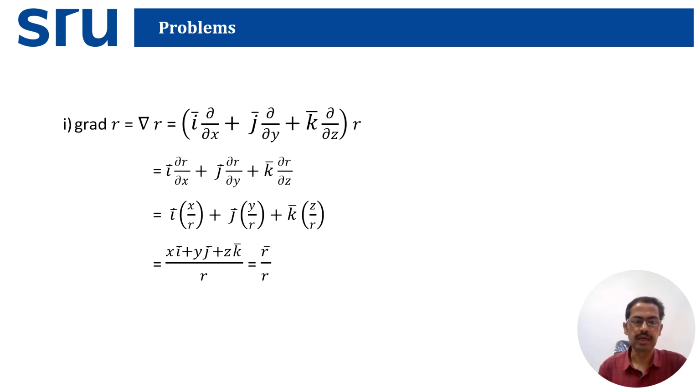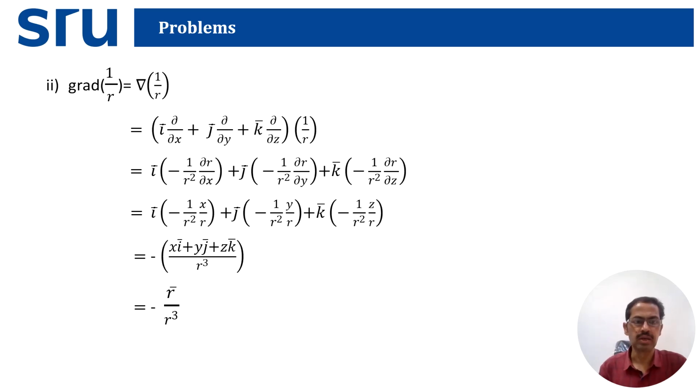Grad r, or del r, is i bar dou by dou x plus j bar dou by dou y plus k bar dou by dou z of r, not r bar, only r. So i bar dou r by dou x plus j bar dou r by dou y plus k bar dou r by dou z. We just proved dou r by dou x is x by r, dou r by dou y is y by r, dou r by dou z is z by r. So x i bar plus y j bar plus z k bar, what is this? This is r bar, and the LCM is r. So r bar by r is grad r.